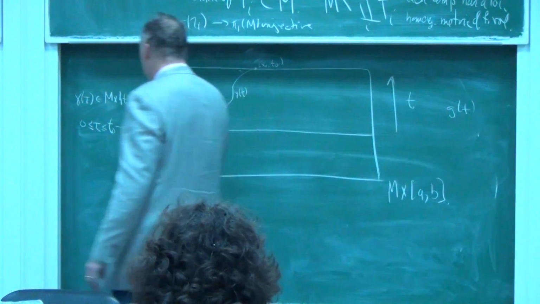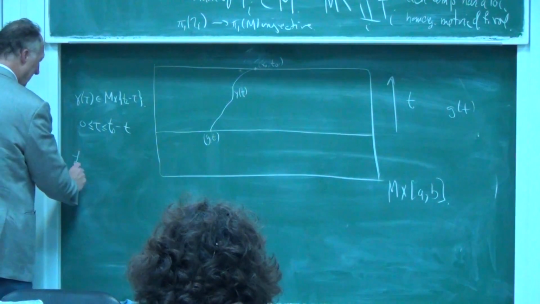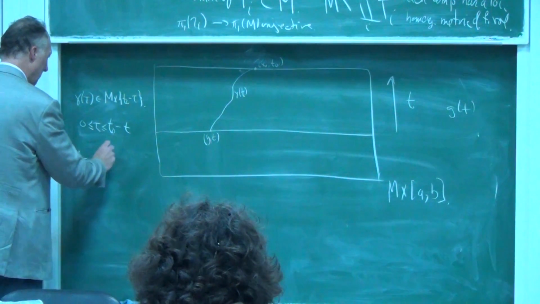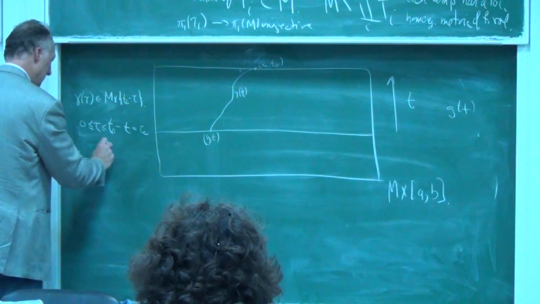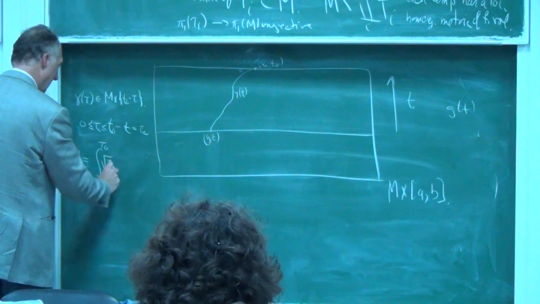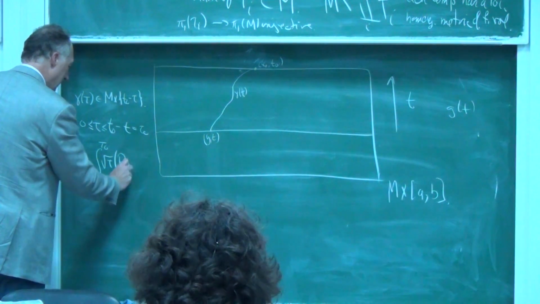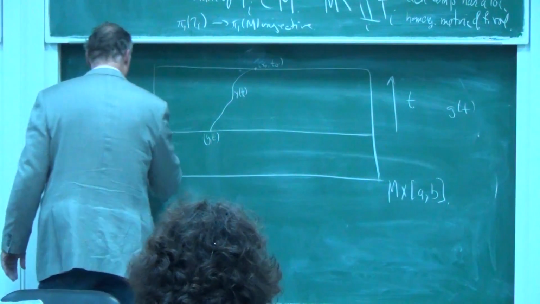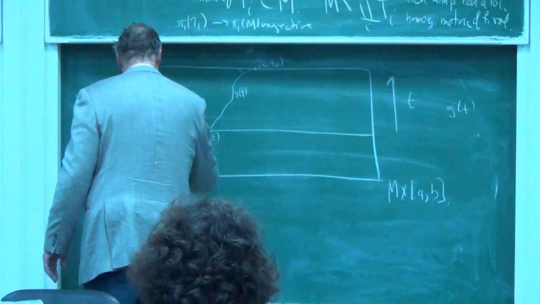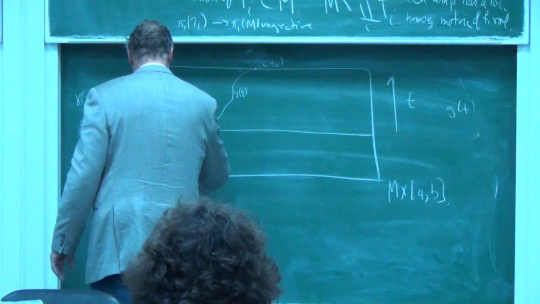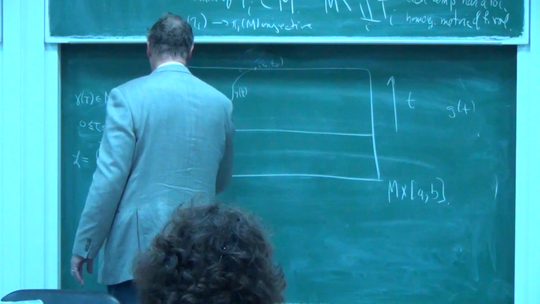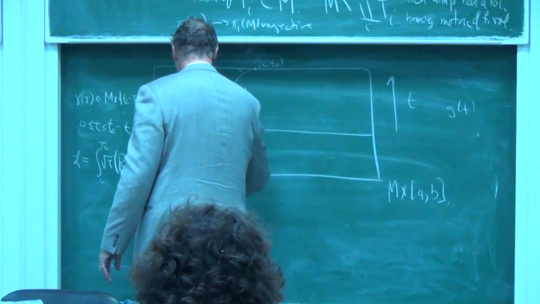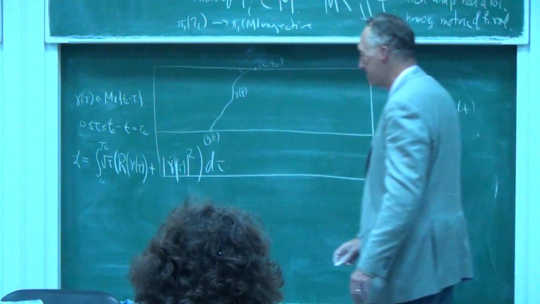He then defines what he calls the L length, which is a strange integral. Integral from 0 to, let's call this tau naught, of the square root of tau times the scalar curvature at gamma of tau plus the square of the norm of the tangent vector to gamma, d tau.